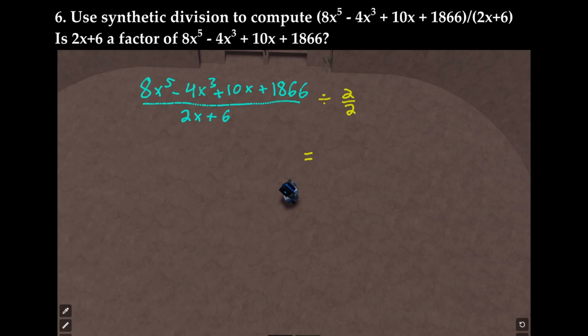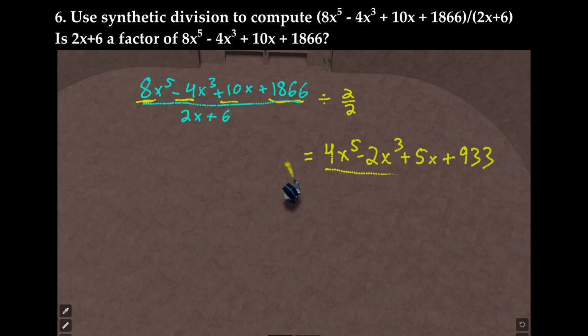Well, if we divide the numerator by 2, all we're doing is just dividing the coefficients by 2. So let's do that. 8x to the 5th power therefore becomes 4x to the 5th power. Minus 4x cubed becomes minus 2x cubed. Plus 10x becomes plus 5x. And then 1866 divided by 2, you might need a calculator for this one, but it ends up being 933.